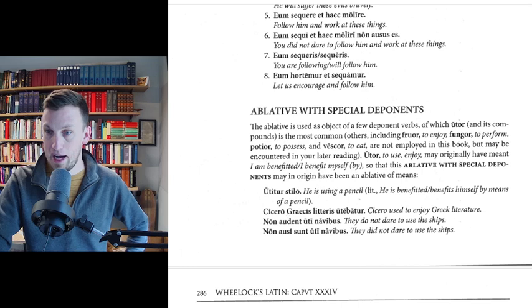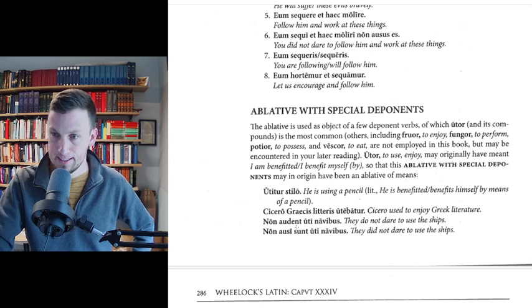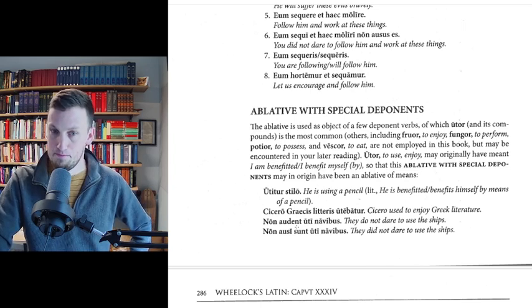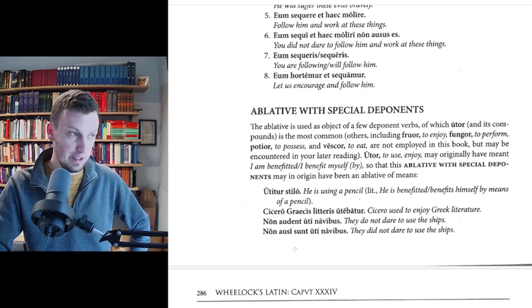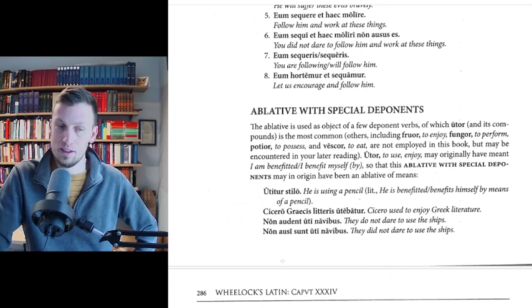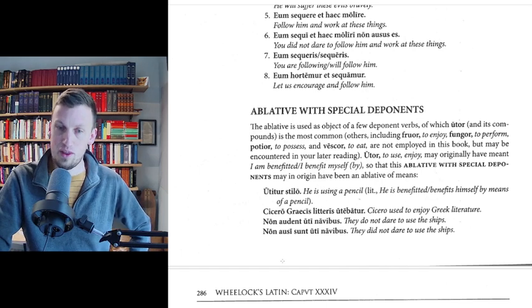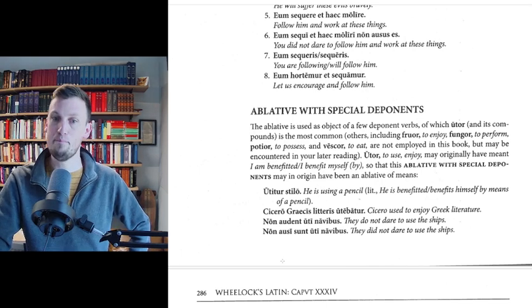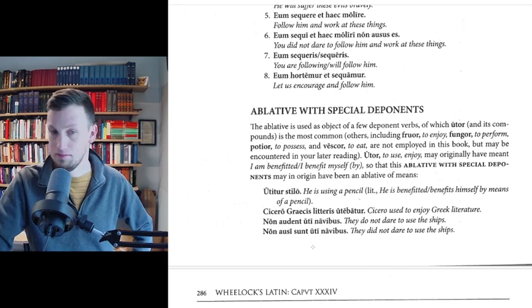Lastly, the so-called ablatives with special deponents. These are words that take an ablative as its direct object, and they happen to be deponent. These are probably good candidates. So the one they highlight is utor, to use, is going to take an ablative, which of course has to come from the instrumental use of the ablative, that the verb of using is going to take as its direct object the case you put things into when you're using them, right? And utor also happens to be deponent.